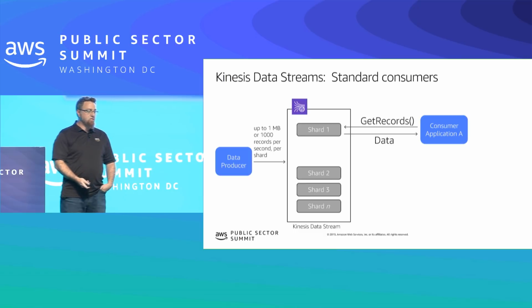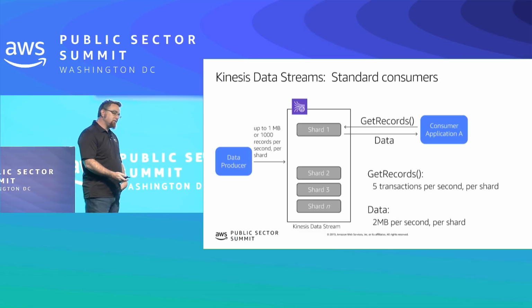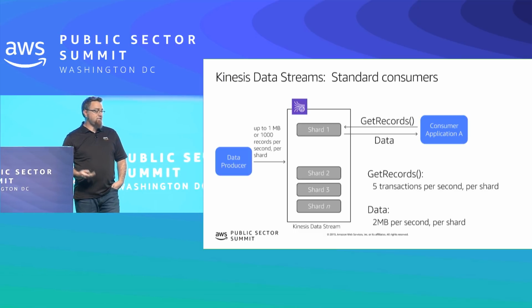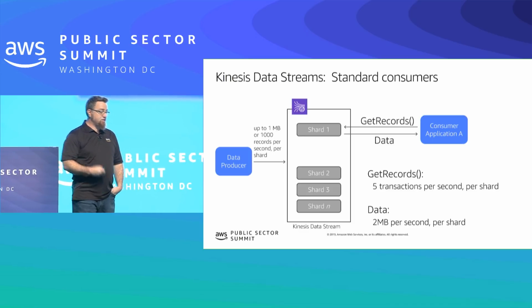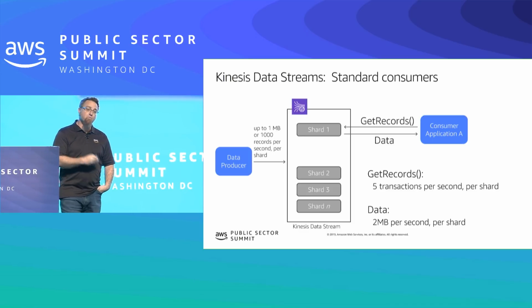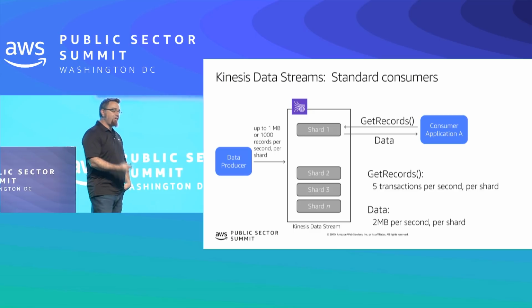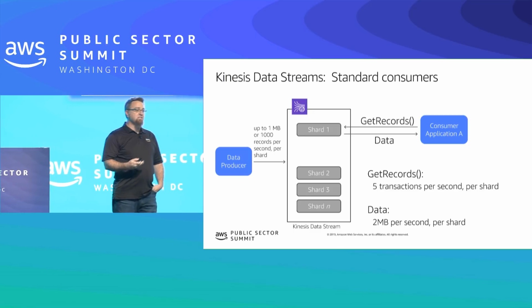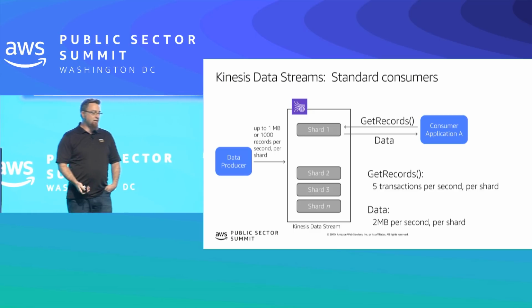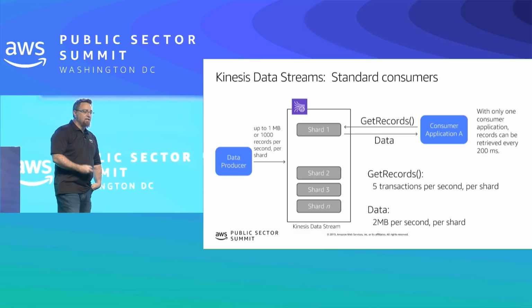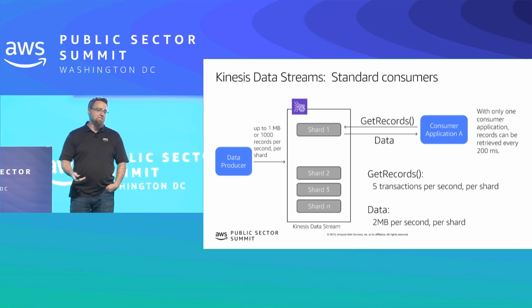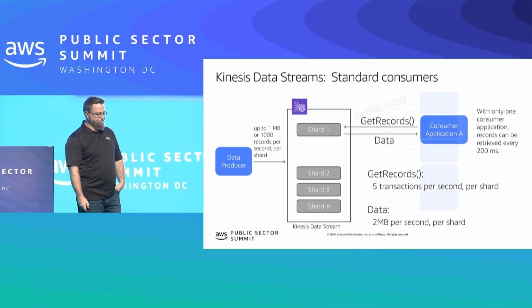And so the data will be returned. And with a single consumer on a standard Kinesis data stream, you can have 2 megabytes per second per shard through there, and you can have up to 5 transactions per second per shard. So on a single consumer, you can poll about every 200 milliseconds. That's where it stands today.